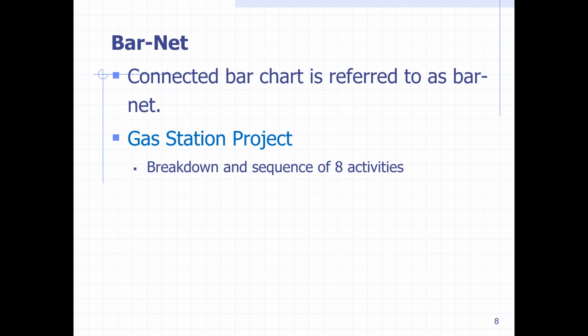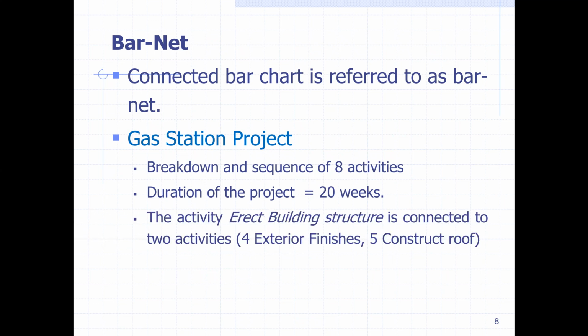the work breakdown structure consists of 8 activities. We will see on the next slide. So the total duration of the project is 20 weeks. And when we see the next slide, there is erect building structure, like the walls of the building. So after this activity, we can start 2 activities after the building structure is complete: exterior finishes and construct roof. Activity number 4 and 5, exterior finishes and construct roof. So these 2 activities can be started together.